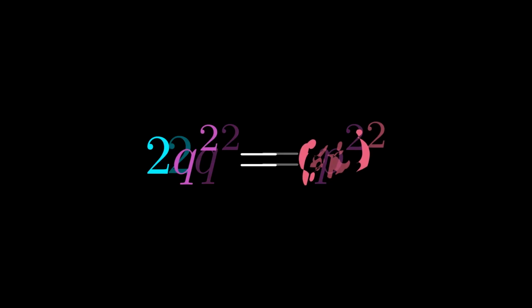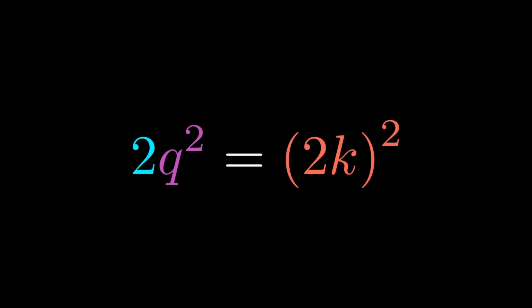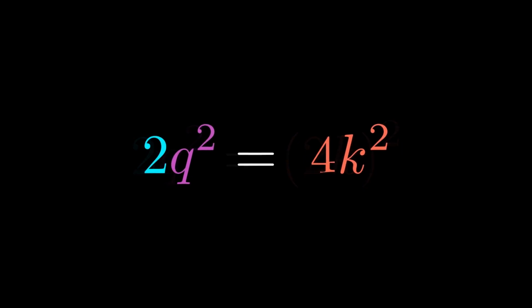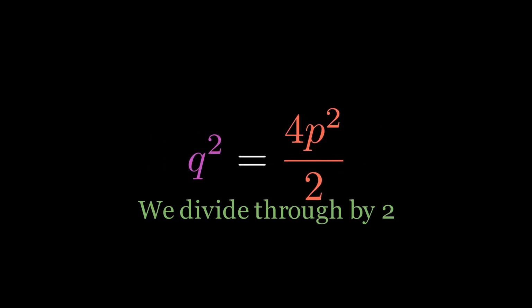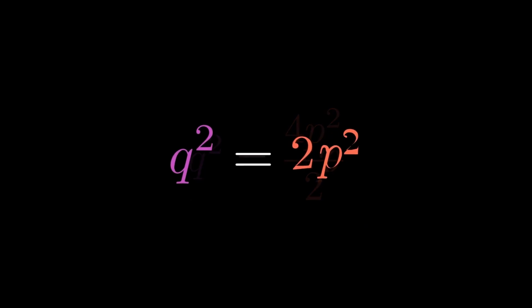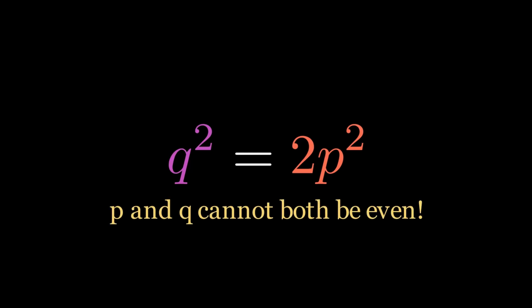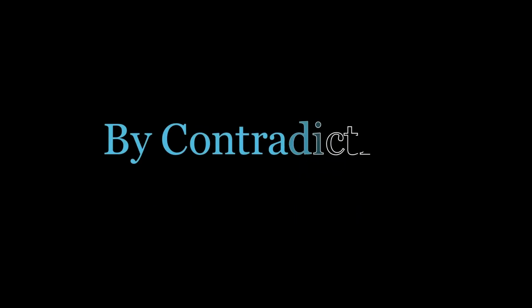So let's do that. 2q squared is equal to 2k all squared. I've just substituted k for p. That is the same as 2q squared is equal to 4k squared. And if I divide both sides by 2 to get q squared by itself, we're left with q squared or p squared divided by 2. And if we simplify that fraction, we're left with 2p squared. But this is a contradiction, because both q and p can't be even, and as earlier stated, they would cancel out. So, it is true, square root 2 is an irrational number.